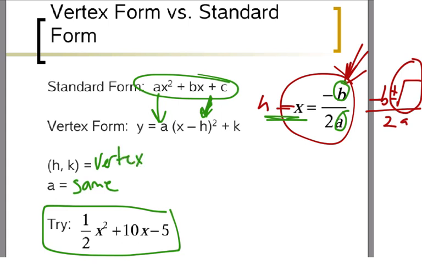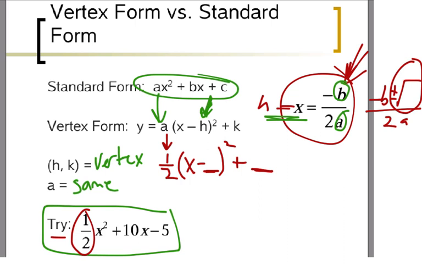So taking this problem down here, which is try, we're going to first of all steal the a. So the first thing we're going to do is replace the a with 1/2. So now it's just a matter of finding h and k. So we just have to figure out what our h is, so it's minus something and then plus something on the outside. So the whole goal is to figure out what h and k are.